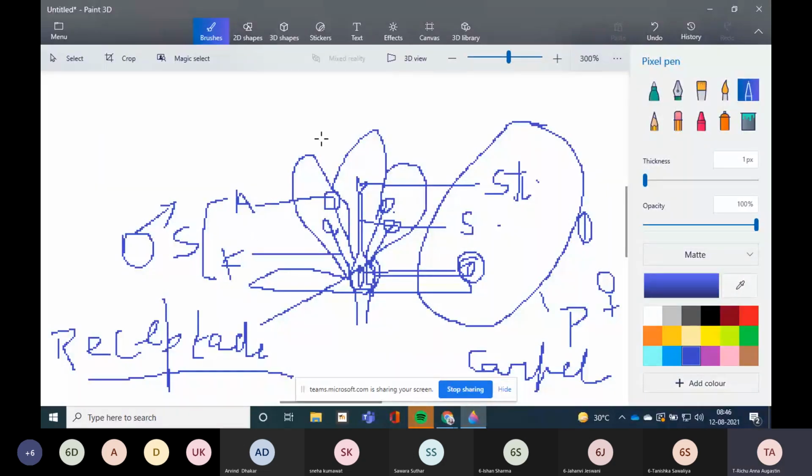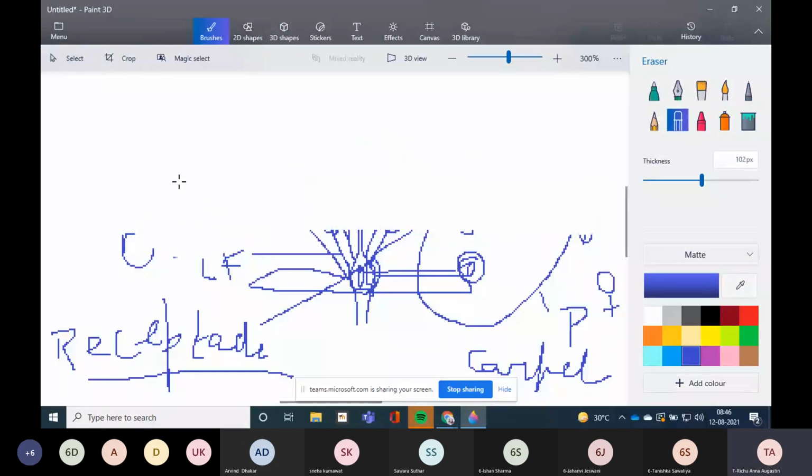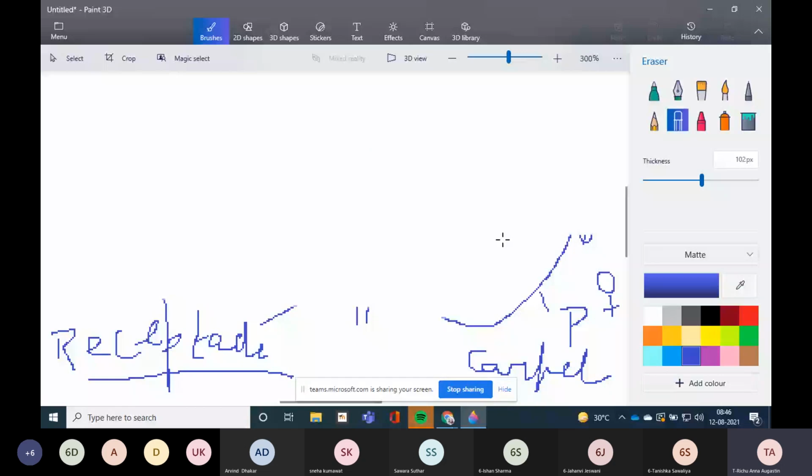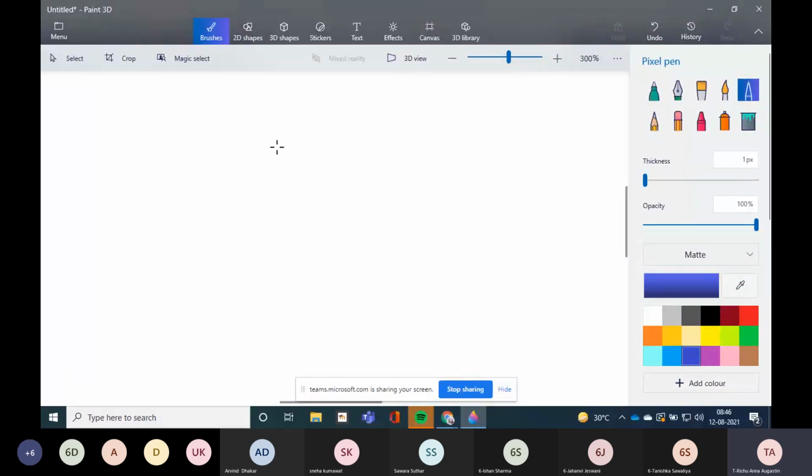Is there any doubt in this topic? No, ma'am. Okay, I hope you have understood. I hope you got an idea how to draw this diagram of the flower. This is very important. This usually comes in every exam. But this time you have MCQs, so I can't guarantee it will be there or not, but study thoroughly.